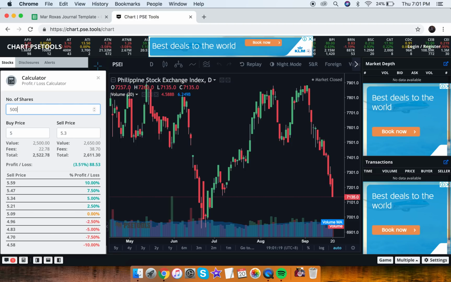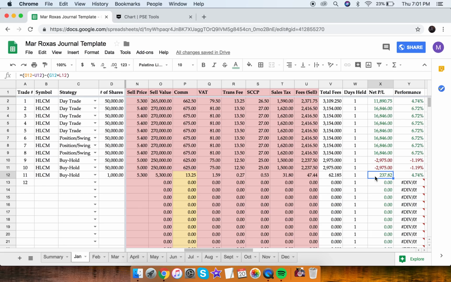Pero kung i-check natin, 1,000 shares, ang kinita lang natin is 221.86. Magkaiba dun sa 237.82. So, hindi accurate yung template natin. Paano yun? Ba't nangyari yun?